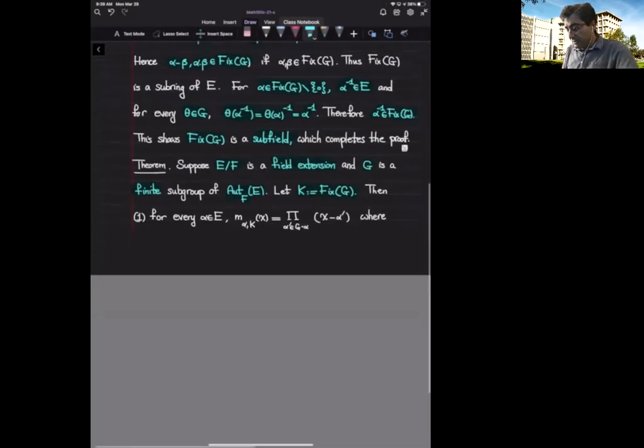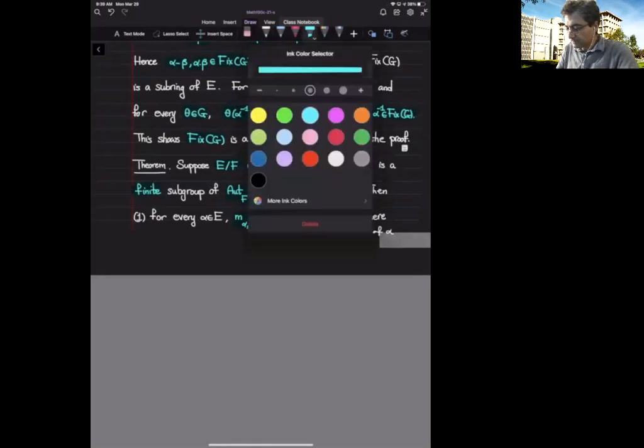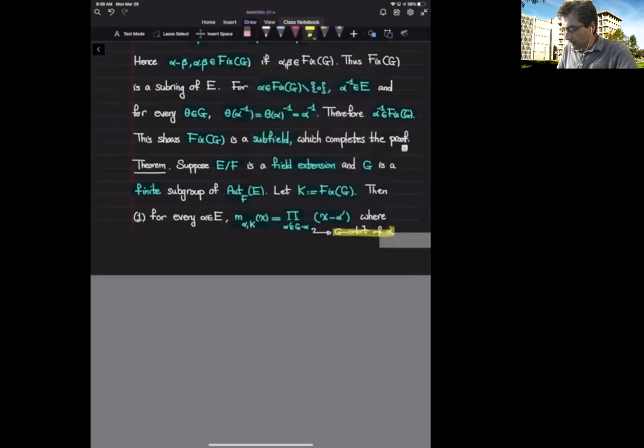We get that the minimal polynomial of alpha is the product of x minus alpha prime as alpha prime ranges over the orbit of alpha, the G orbit of alpha. So G dot alpha means the G orbit of alpha. So this notation means this is the G orbit of alpha.